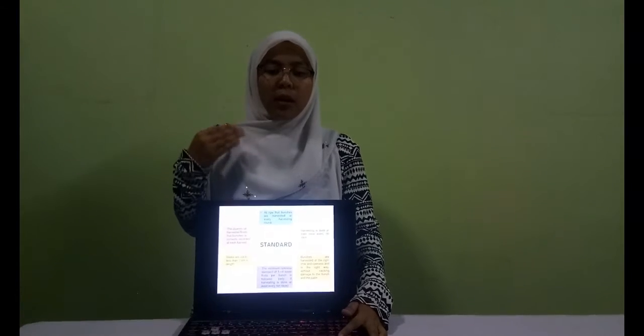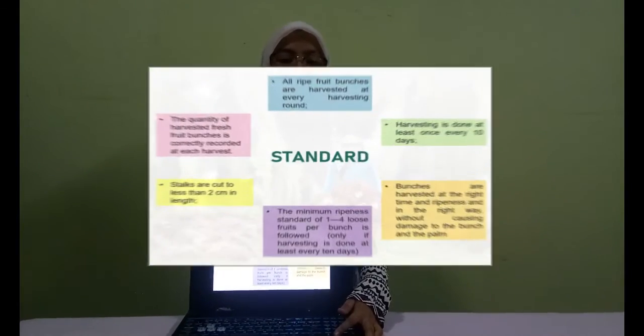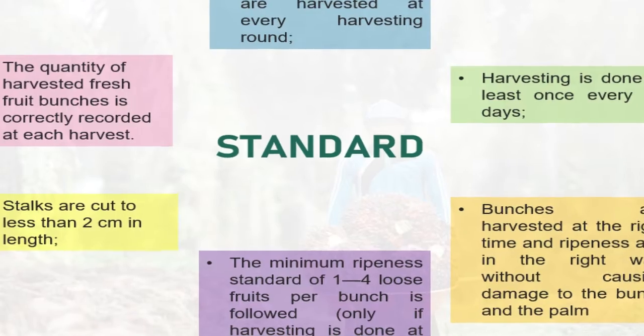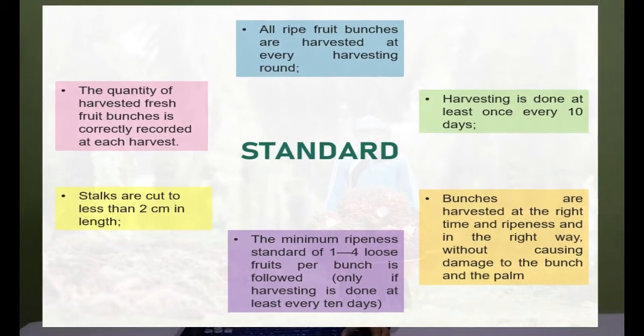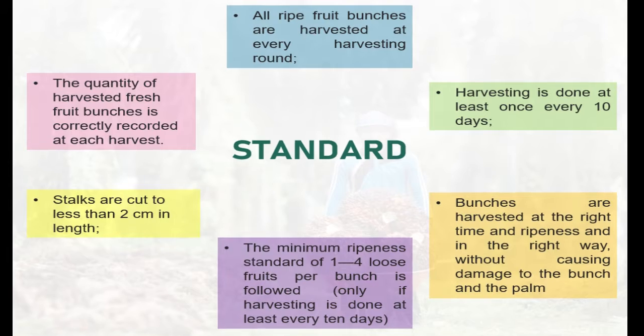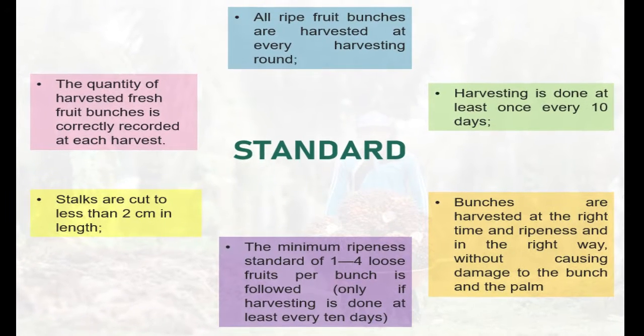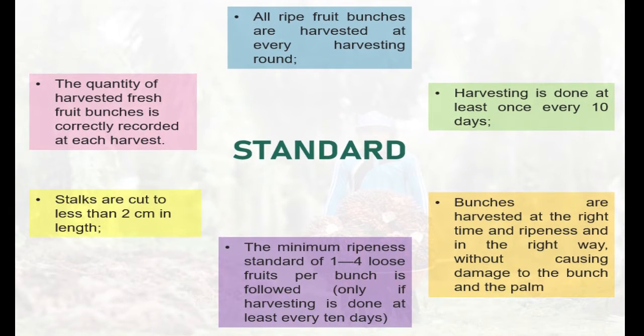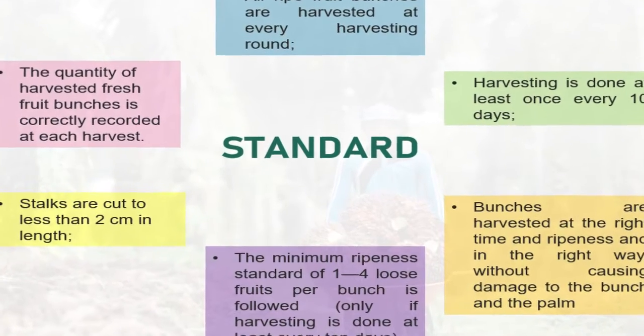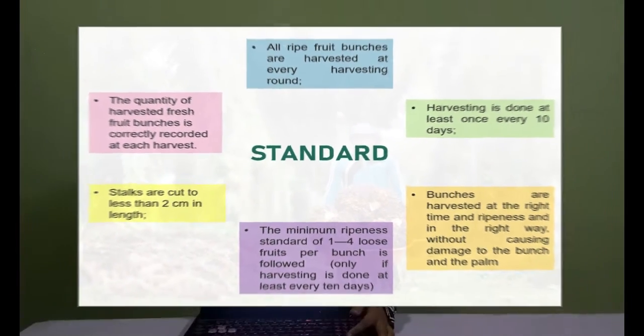So the standard of the harvesting is all ripe fruit branches are harvested at every harvesting round, and harvesting is done at least once every 10 days, and bunches are harvested at the right time, ripened and in the right way without causing damage to the bunch and the palm. The minimum ripeness standard of 1 to 4 loose fruit per branch is followed only if harvesting is done at least every 10 days. Stalks are cut to less than 2 cm in length, and the quantity of the harvested fresh fruit branches is correctly recorded at each harvest.